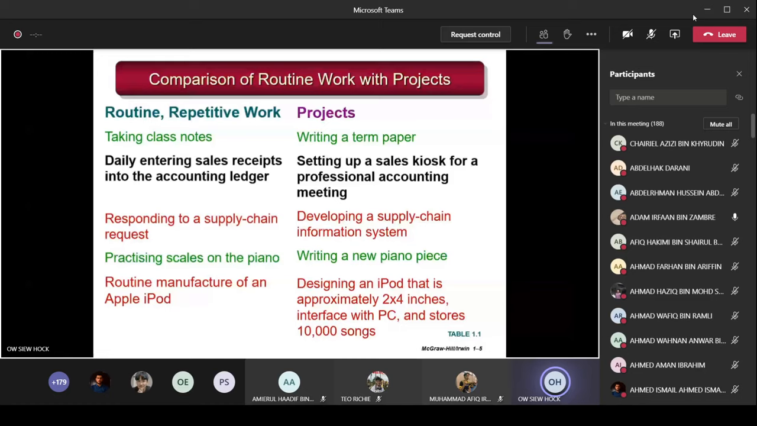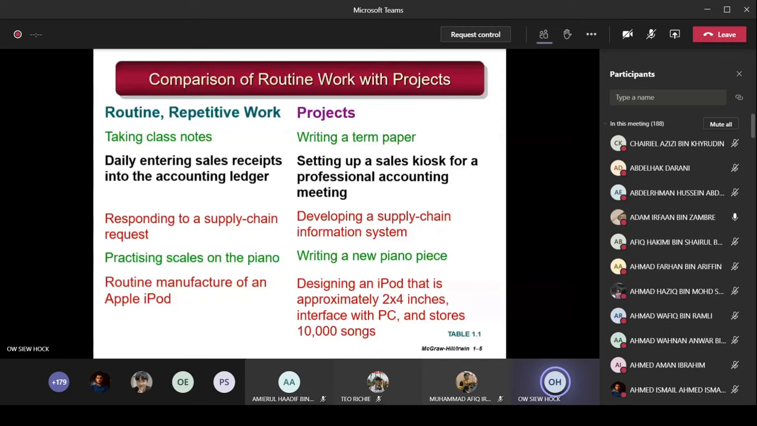So responding to a supply chain request. Every day you're answering questions about supply chain. So that is routine, repetitive work. But developing a supply chain information system, you're developing a system to support this supply chain, then that is a project because you do the development only once.